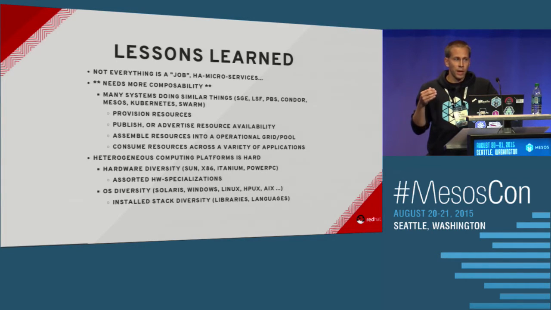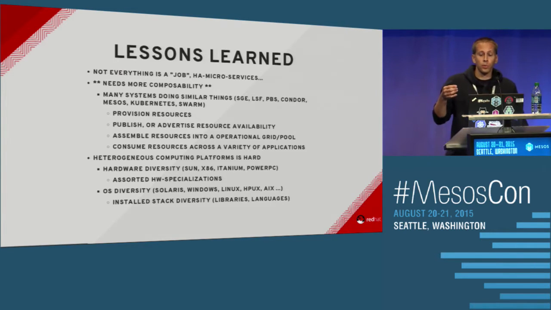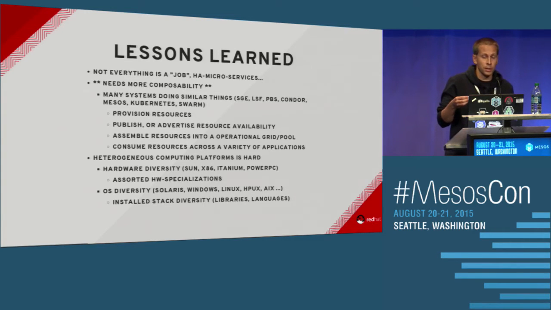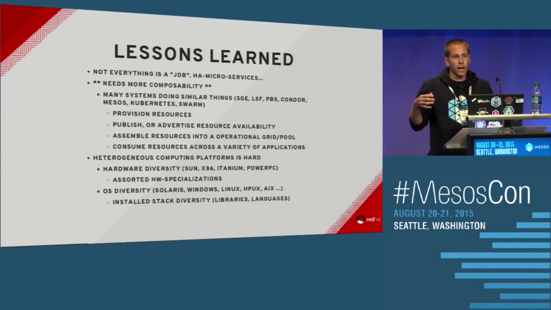But one lesson I don't think we have necessarily learned from is the need for more composability. As I just mentioned, there are these four main sections that always repeat themselves over time: provisioning resources, publishing advertised resource availability, assembling resources into an operational grid or pool, and consuming resources across a variety of applications. So we've kind of aligned around Docker, or the ecosystem kind of has, for containers, right? But what's the next layer above that in order for you to do lots of interesting, sophisticated scheduling models, right?